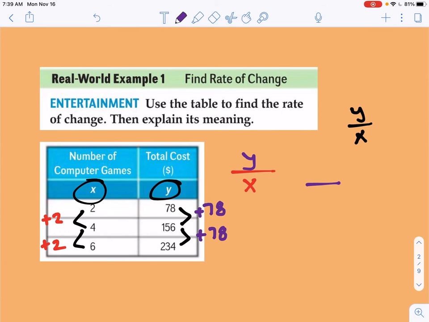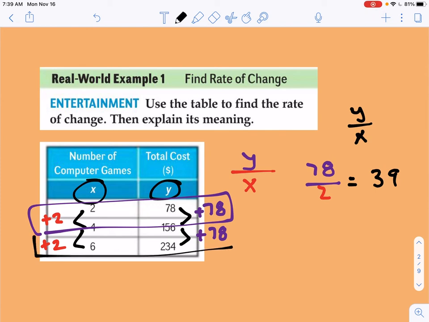So for my first one, for this one right here, it's going to be 78 divided by 2, which is going to give us 39. And then for the next one, well, I really don't need to do that one because it's the same, right? It's 78 over 2 again, which gives us 39 as well. So it's the same rate each time, and we'll talk about what that means in a second.